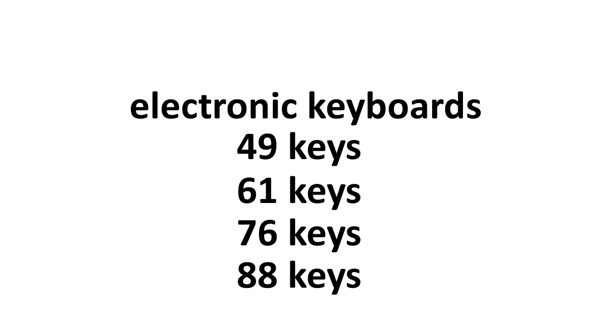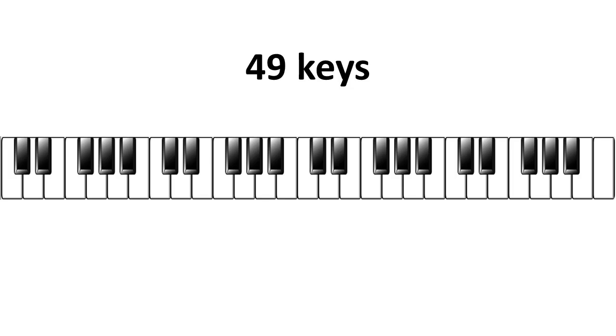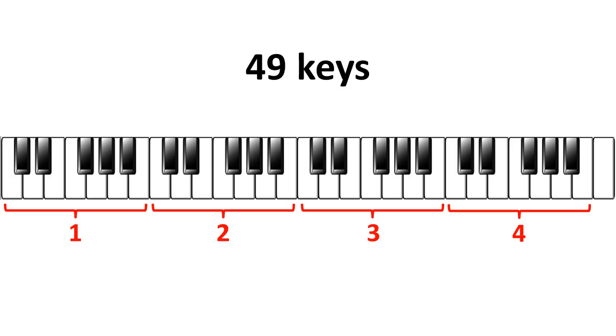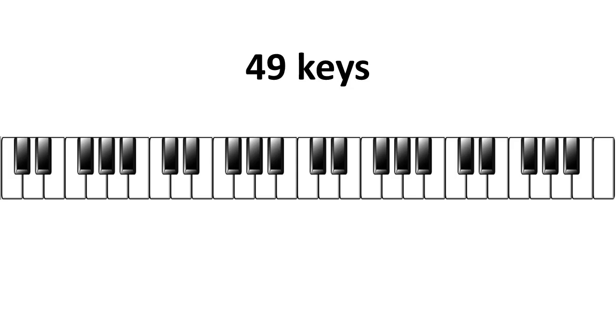Let's now first look at a keyboard with only 49 keys. Here, the middle C is very simple to find. As you see, we have 4 repeating patterns from C to B, plus 1 extra note. Now the middle C is exactly in the middle of the keyboard, just here. It's the 3rd C from the left, so that's simple.